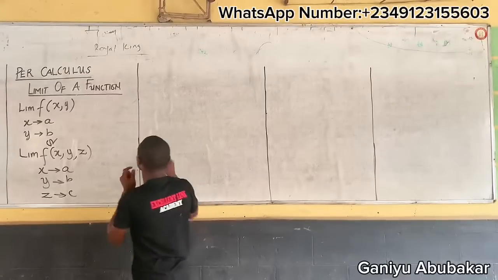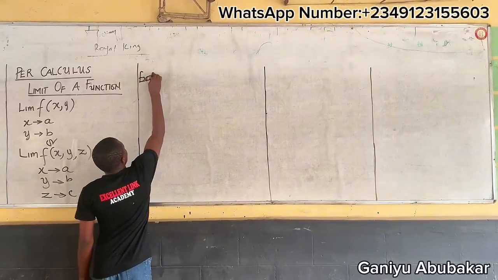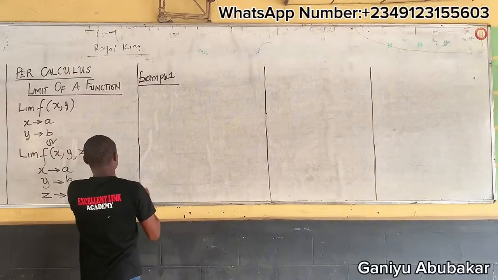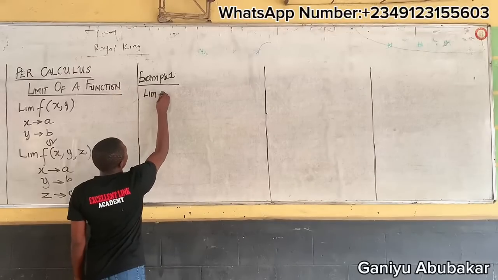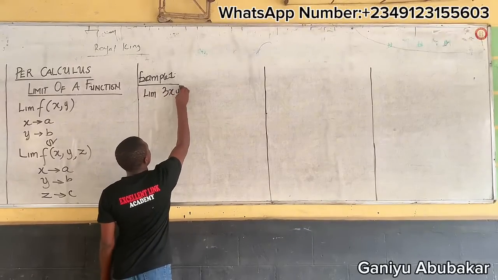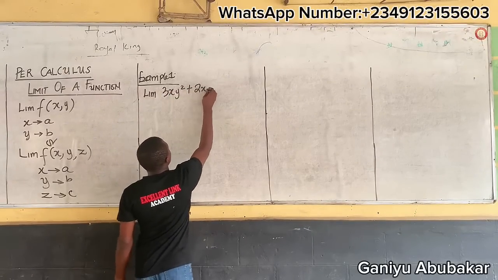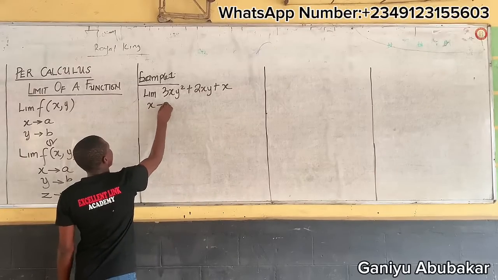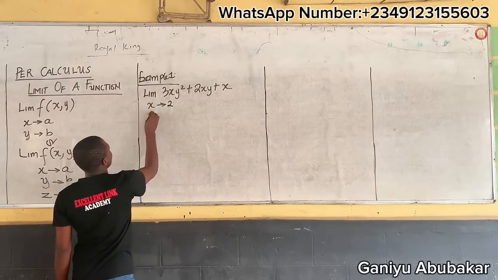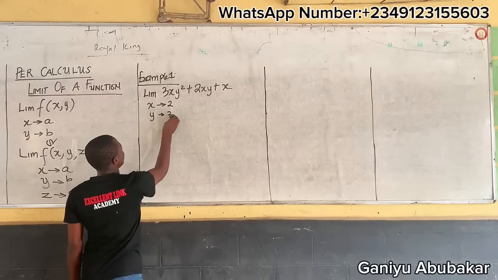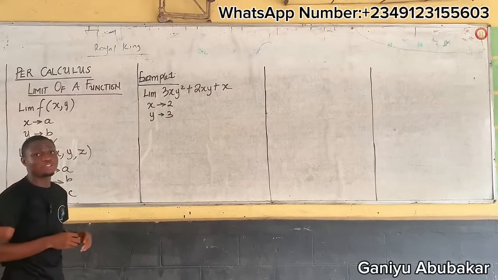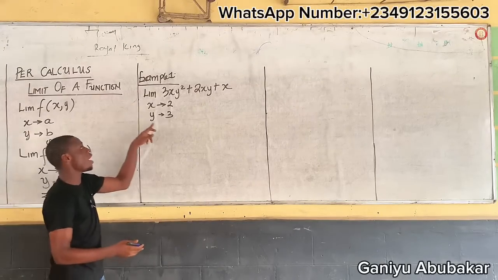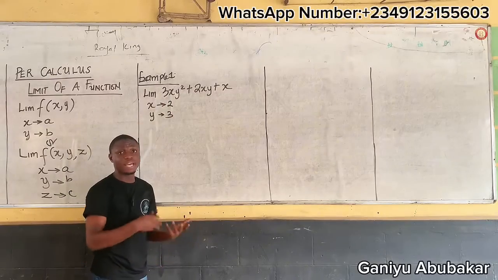Let's take two problems here and we'll have this concept. So let's say I have example one. Let's say I have the limit of 3xy squared plus 2xy plus x, as x tends to 2, y tends to 3. So we have to find the limit of this problem. It's as easy as using your substitution method. Just put x and y as being 2 and 3 into the given expression.